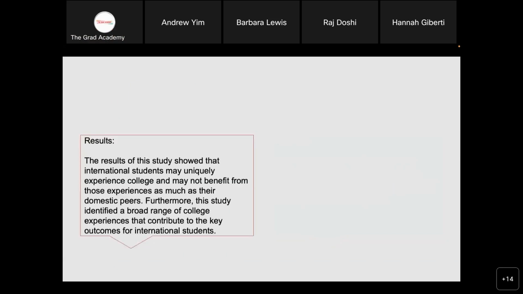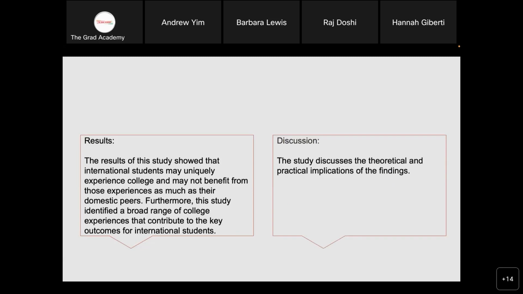With the results coming towards the end, they talk about how international students may uniquely experience college and may not benefit from those experiences as much as domestic peers. Furthermore, they identify a broad range of college experiences that contribute to the key outcomes for international students. So for someone who's interested in international student research and maybe works in an educational office, these results would be useful for them. And then finally, with the discussion, the study discusses the theoretical and practical implications of the findings.